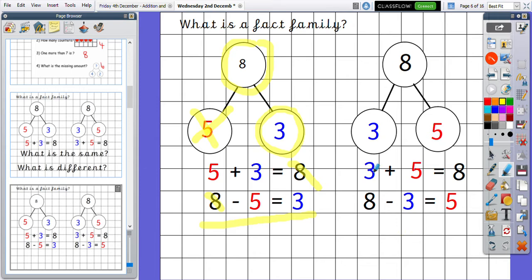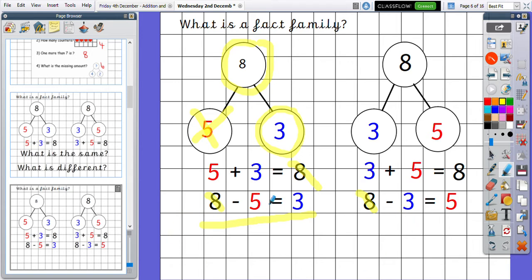Let's have a look at this one then, because this one's slightly a different way round. Still the same numbers, because that's what makes it part of the fact family, but they're just in a different order. So yet again, I have started with my biggest number, which is 8, because my biggest number always comes at the start of my subtraction sentence. That's a top tip to remember.